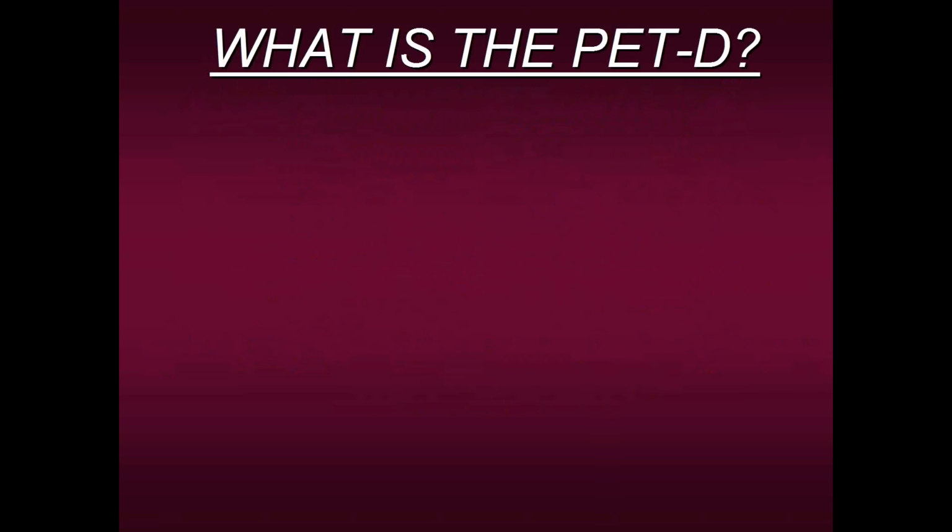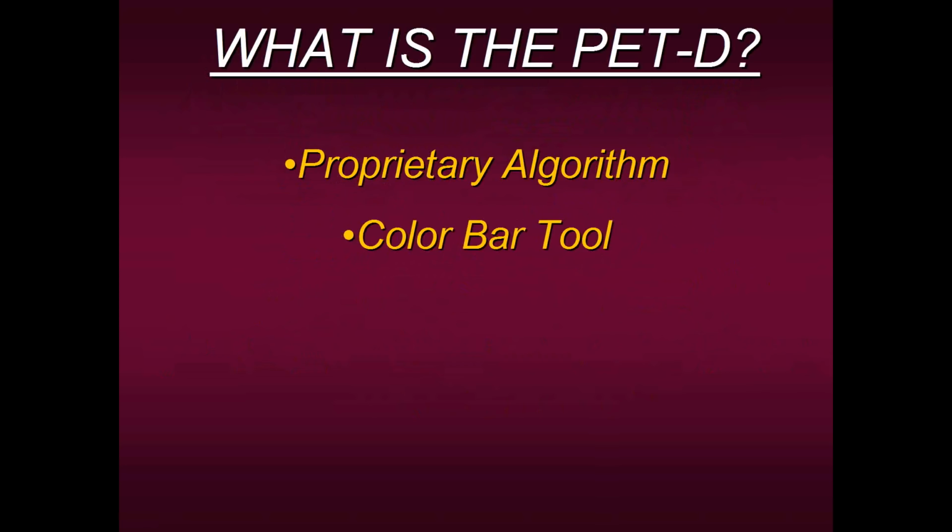But here's what the Pet D actually is. It's a proprietary algorithm. So in other words, we're keeping it in-house because we're taking all the work out of it for you. We're doing it automatically for you. And the way we're telling you what the short-term trend is, is by turning it into a color bar tool. Okay, so all we do is simply color the bars. If you see a series of green bars, that's an uptrend. A series of red bars, that's a downtrend. The hard work has been taken out.